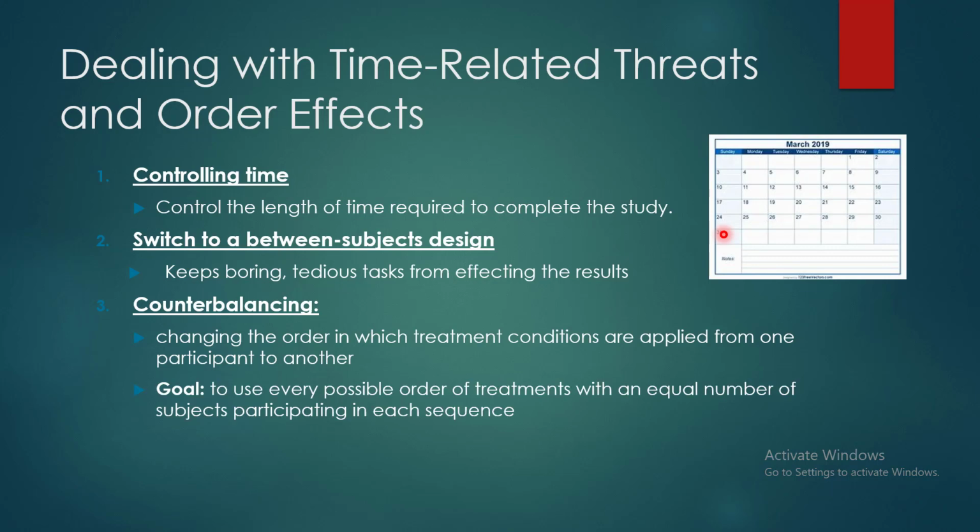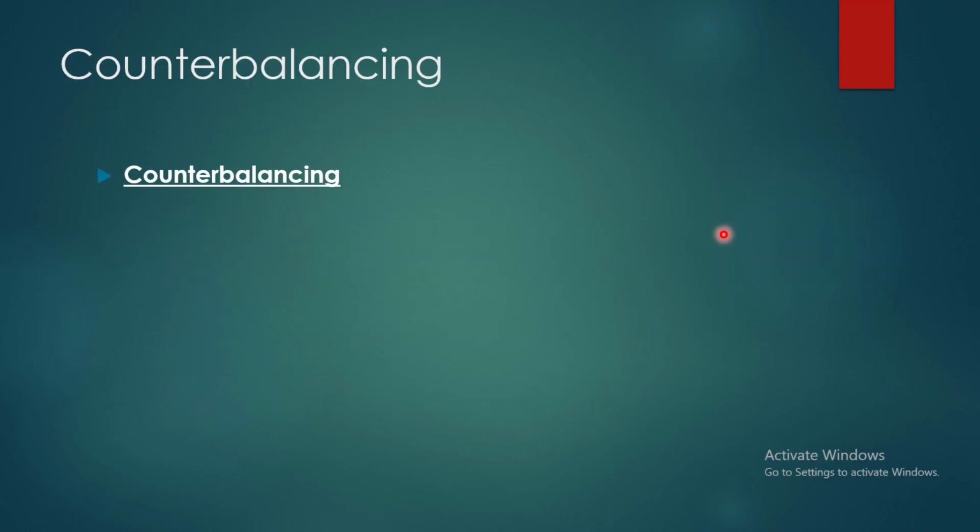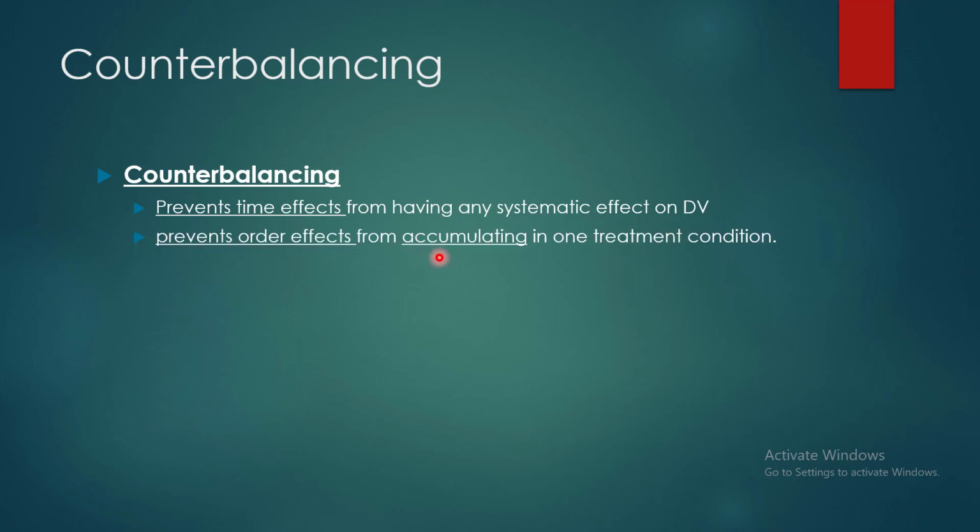So the goal is to use every possible order of treatments with an equal number of participants in each sequence. The goal of counterbalancing is to prevent the time effects from having a systematic effect on the dependent variable. It prevents the order effects from accumulating. It doesn't prevent the order effects from occurring. It just prevents them from accumulating in any one treatment condition. So that's an important distinction to understand. It spreads the order effects evenly across the different conditions.